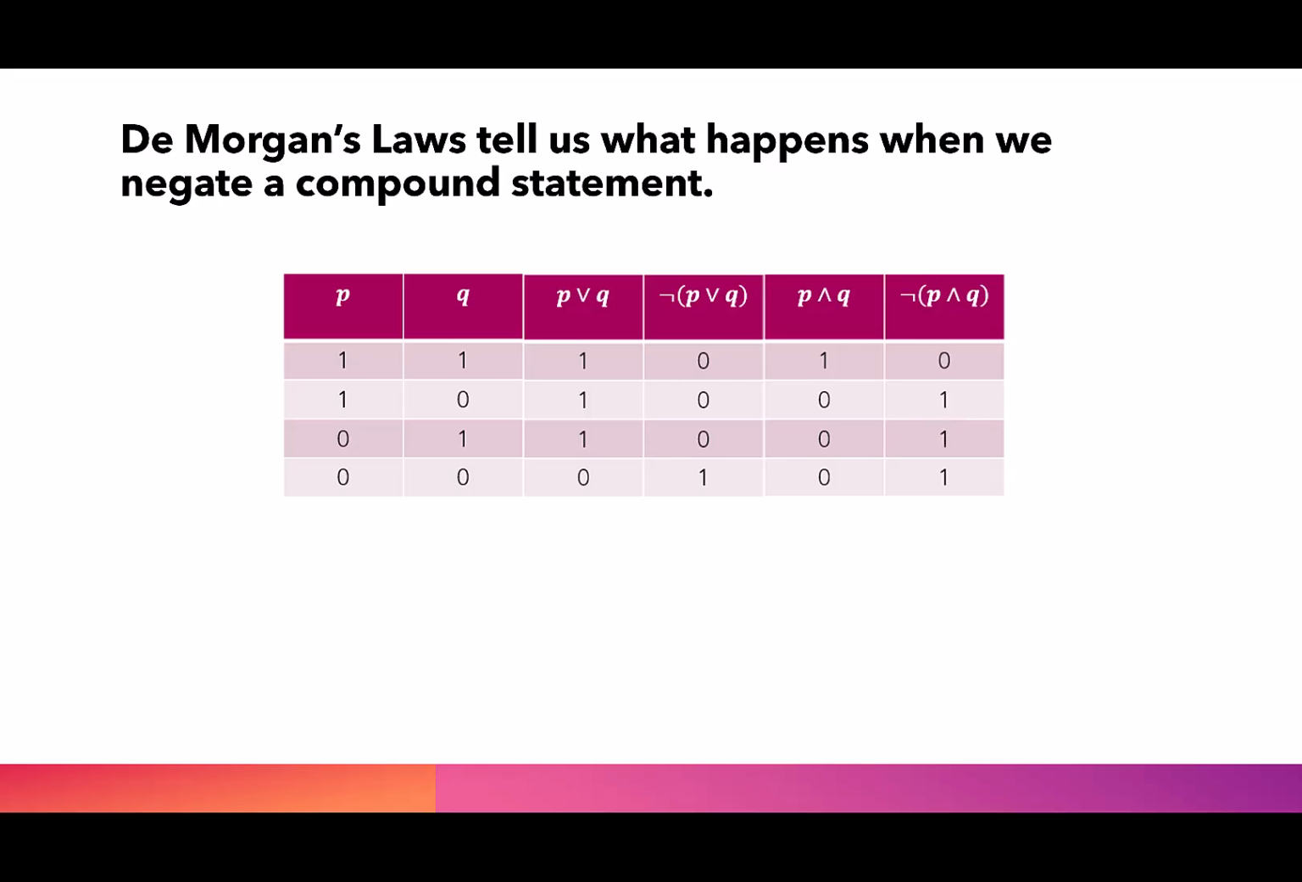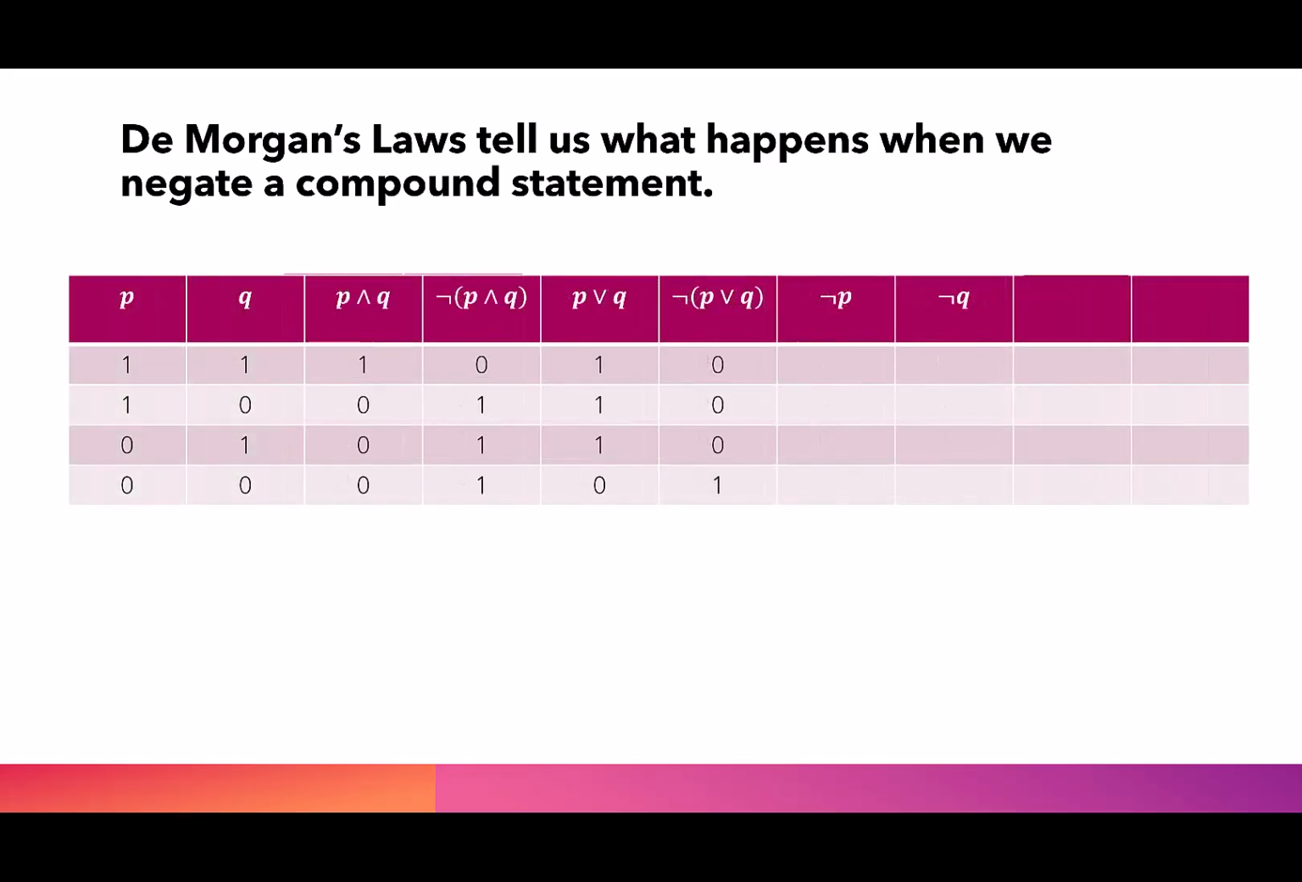Now that we have our basic statements written out, we want to bring in negations, like not P and not Q. So we'll expand our truth table. Then we'll add in a column for not P or not Q, and then a column for not P and not Q. Not P is the opposite of P, so instead of 1100, we have 0011. Not Q is the opposite of Q, so instead of 1010, we have 0101.